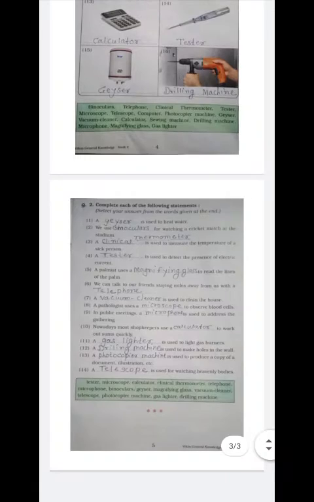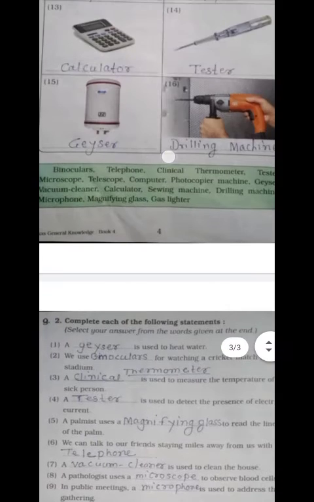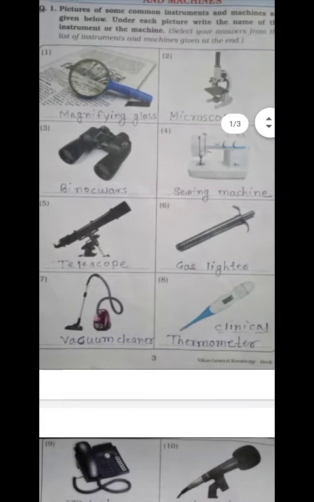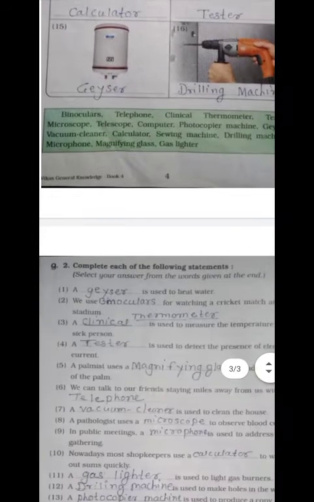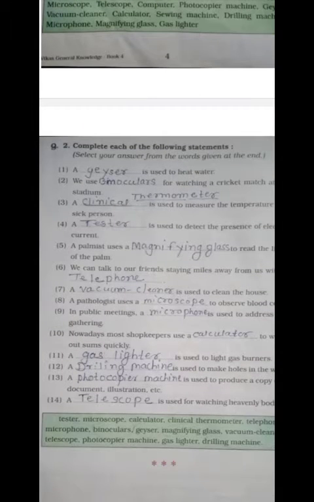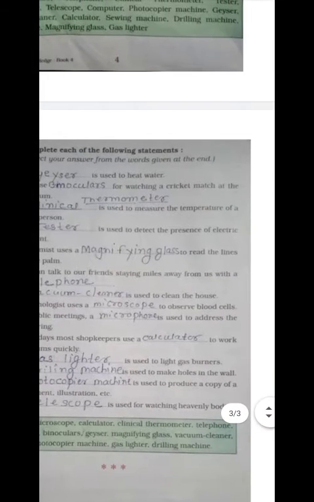A palmist uses a magnifying glass to read the lines of the palm. This is a magnifying glass. A palmist uses a magnifying glass to read the lines of the palm.